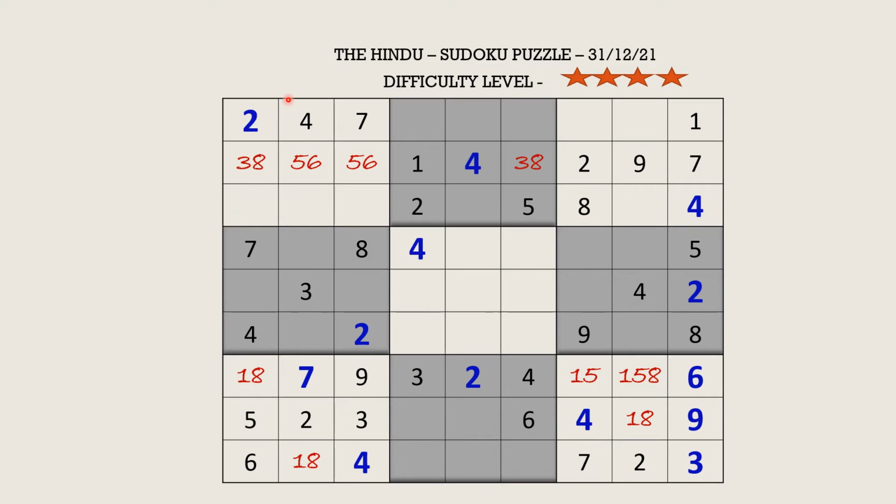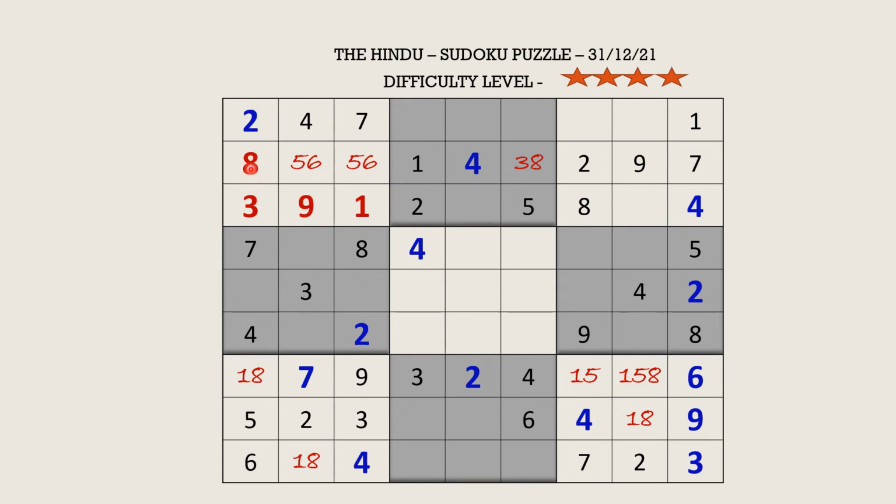In this block, there are 4 missing numbers. The missing numbers are 1, 3, 8 and 9. So if you take this column, you have 3, 9 and 8 blocking here. So this cell takes 1, and here in this cell you can see 3 blocking here. There is 8 blocking here. So this cell takes 9, and here this cell can take 3, and this cell becomes 8.